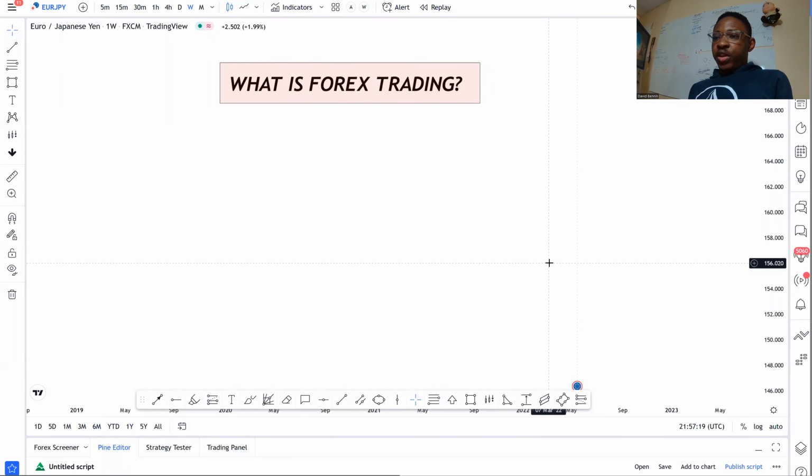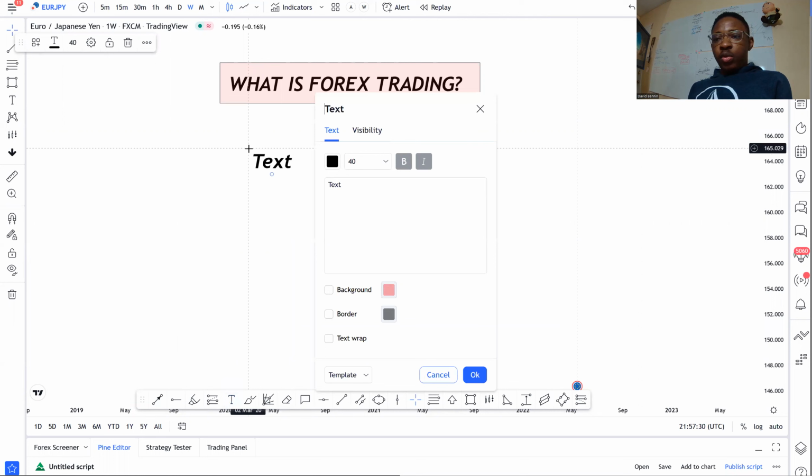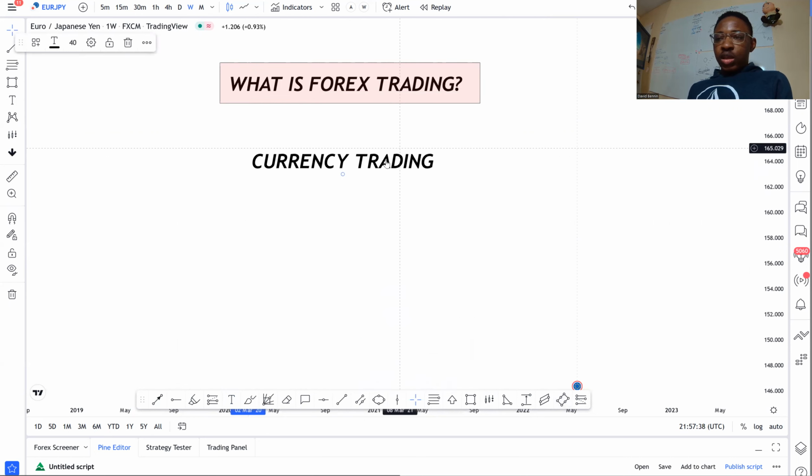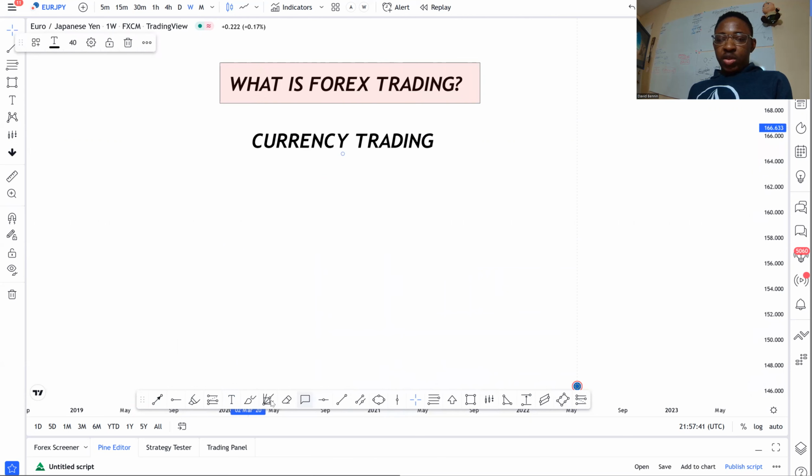Right. So what is Forex trading? Earlier on, we talked about different things that you can trade, and one of the things that we mentioned you can trade is Forex. So when we are looking at Forex trading, we are looking at currency trading. We've already explained what trading is. Trading means you are buying and selling. So if you are doing currency trading, it means we are buying and selling what? Currency, right?